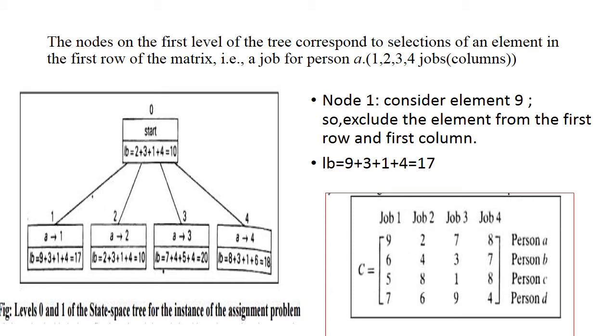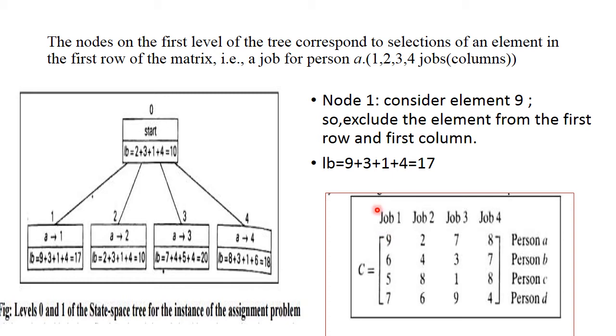The nodes on the first level of the tree correspond to the selections of an element in the first row of the matrix, that is, the job for person A. Now when you say job for person A, you are going to fix job 1 to person A, job 2 to person A, job 3, and job 4, and make that 4 branches. So in the first branch, A is assigned job 1, that means person A is assigned the first job. You are going to fix that element.